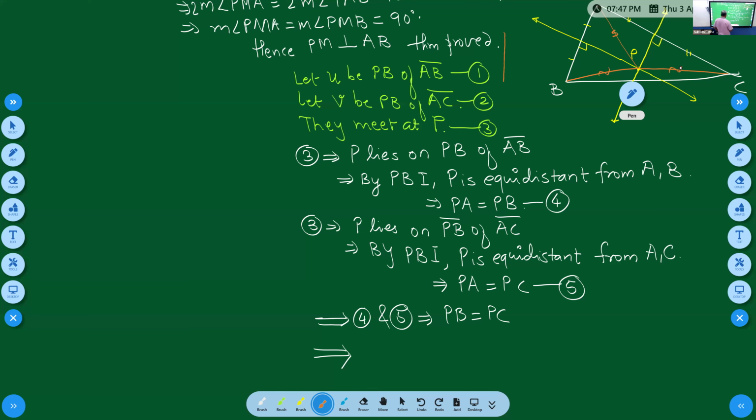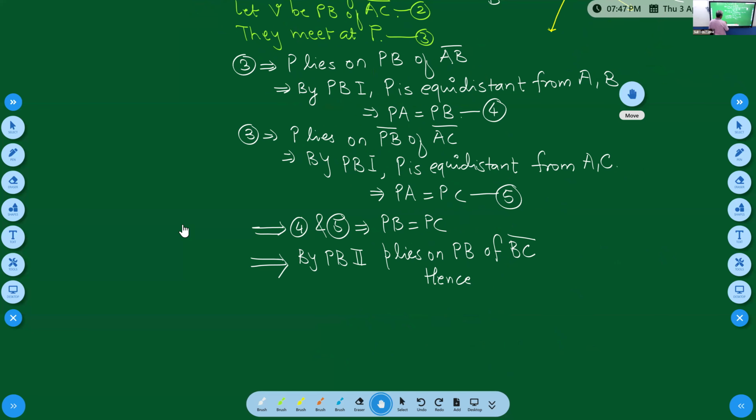Therefore, by PB2, perpendicular bisector theorem number 2, P lies on perpendicular bisector of BC. Theorem proved. Hence, all 3 perpendicular bisectors are concurrent.